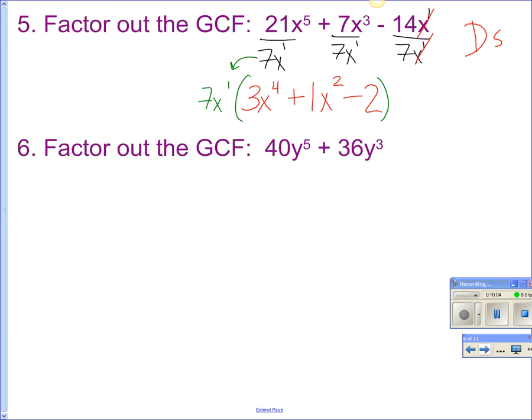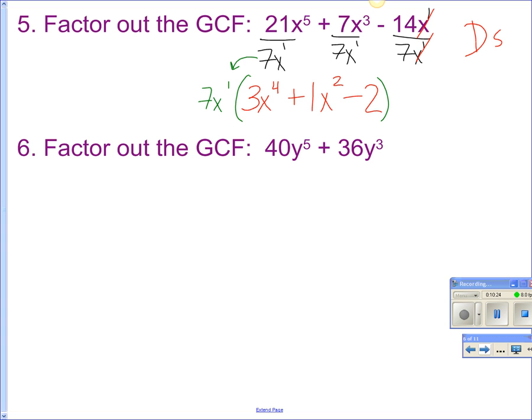So today we're kind of going backwards from what we've been doing the past couple of days, because look, if you did your lobster claw here, what's 7 times 3? 21. What's 7 times 1? And what's 7 times negative 2? Negative 14. So we're kind of going backwards from the lobster claw.